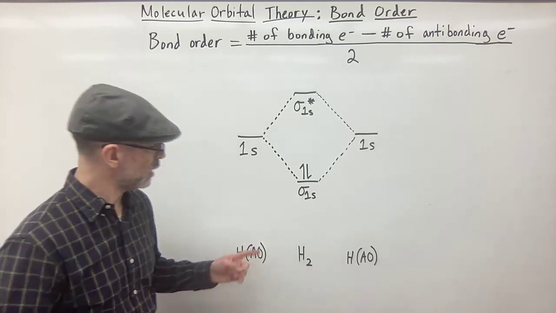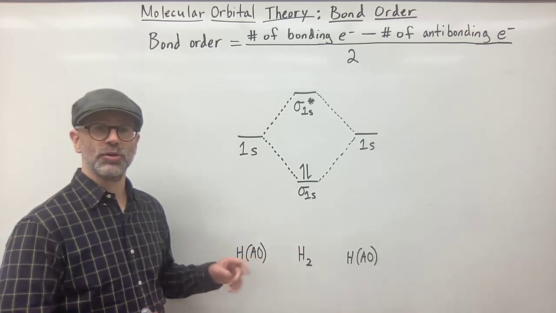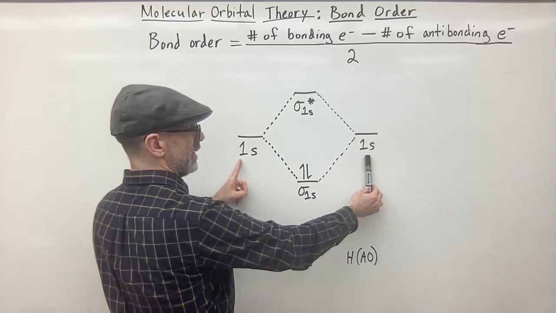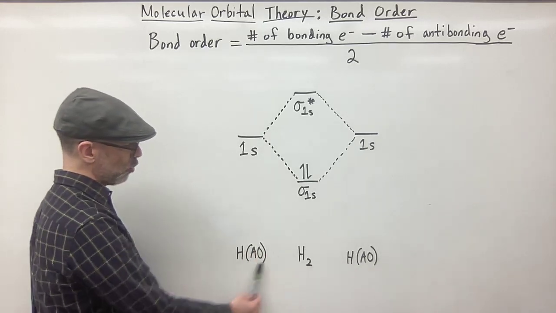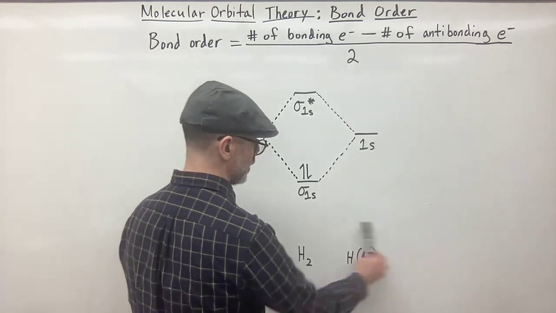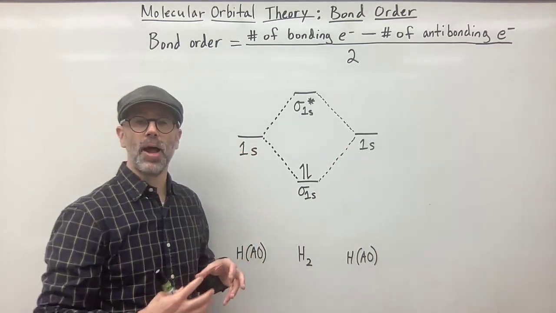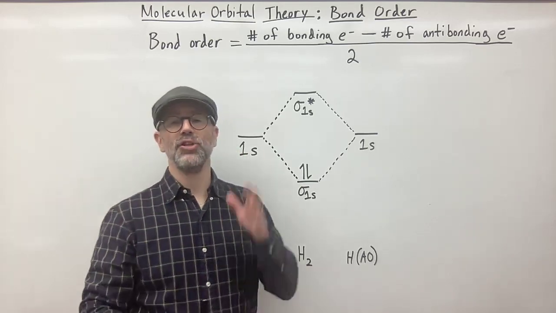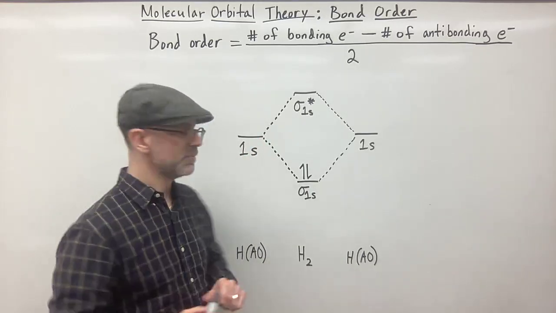Okay, so here's H2 again. When you're filling in your orbital diagram, I just want to remind you about the diagram. The orbitals on the outside are the atomic orbitals from the atoms. So here we have hydrogen atomic orbitals: the 1s orbital from this hydrogen, the 1s orbital from this hydrogen. Separately they have their atomic orbitals, but when they come together to form a molecule, you get the molecular orbitals due to the linear combination of atomic orbitals, LCAO.